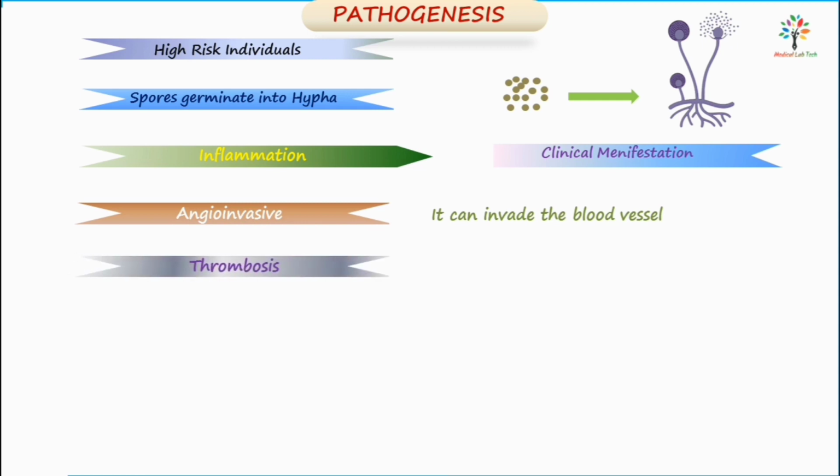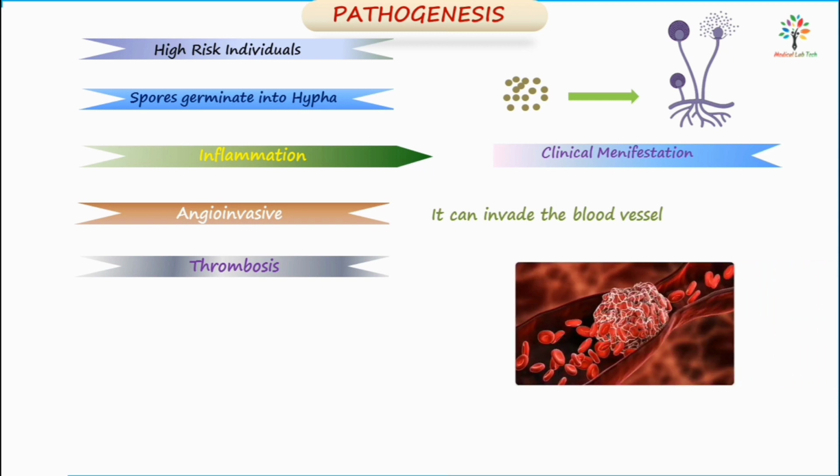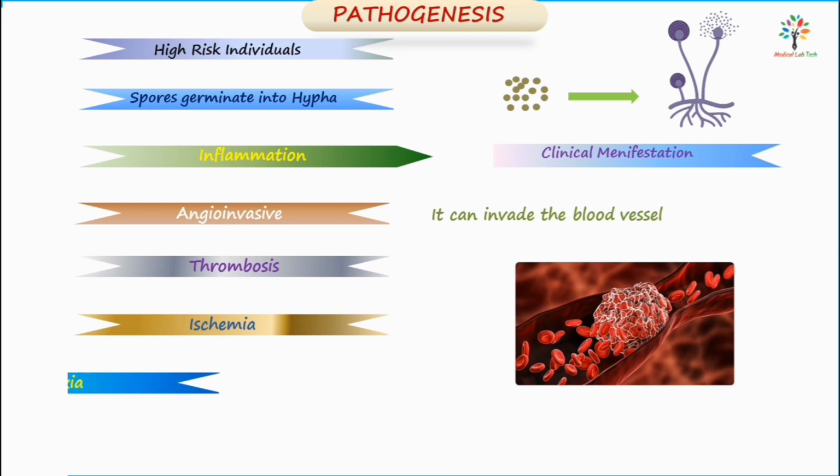Thrombosis means formation of solid mass in the blood vessels. As a result, it will cause infarction. Infarction leads to ischemia. Ischemia means inadequate blood supply to a certain tissue. If the blood vessel is blocked because of thrombosis, those tissues will not get sufficient blood supply. As a result, the tissue will suffer from hypoxia. Hypoxia means lack of oxygen.